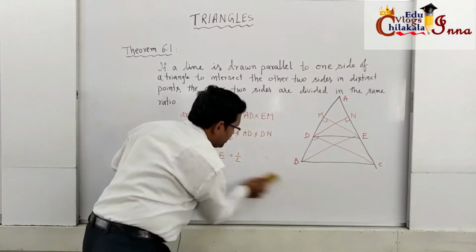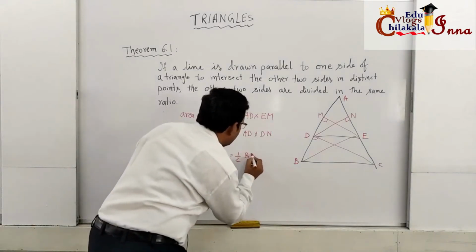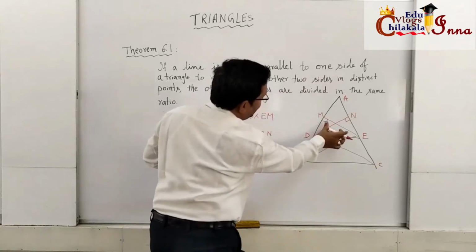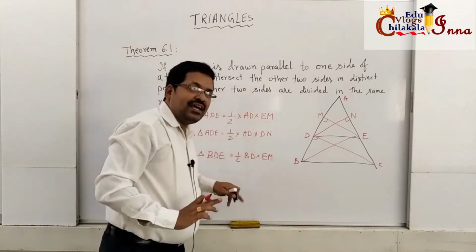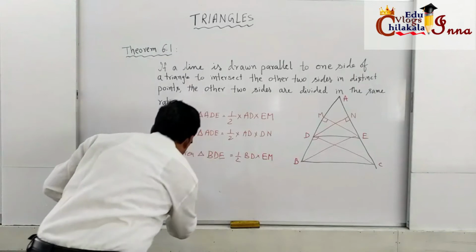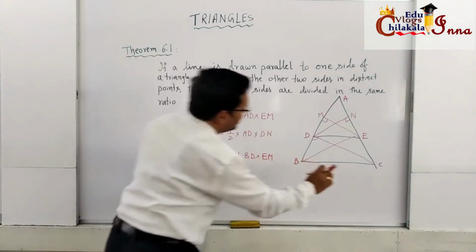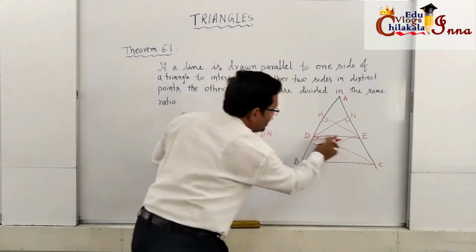Now let me give you half into BD into height, which will be EM, because this is an obtuse angle triangle. So once again, for the area of a triangle, let us take this triangle CDE.